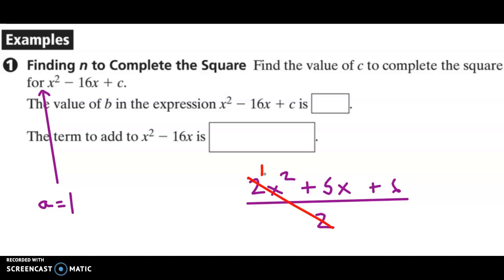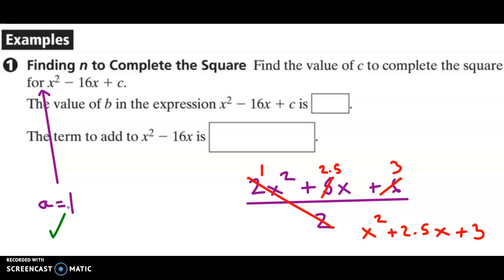So if you do need to divide to make that 1, this would obviously be 5 divided by 2. This would become 5 over 2, or 2.5. And 6 over here would become 3. So my new equation would be 1x squared plus 2.5x plus 3. Now, most of the time when we complete the square, we're going to be given an equation that does have a equals 1, as we do here, which is kind of nice.